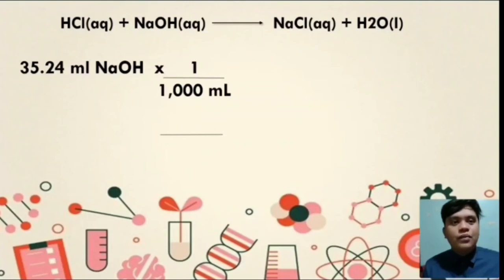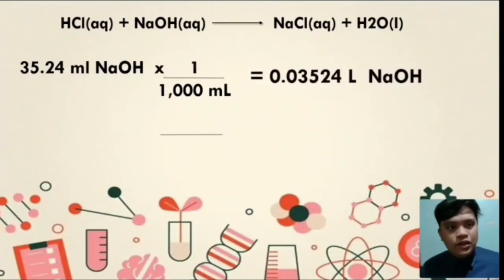Let's take our volume of base. We have 35.24 mL sodium hydroxide times 1 over 1000 mL. So we need to convert to liters. So what we got is 0.03524 liters sodium hydroxide.